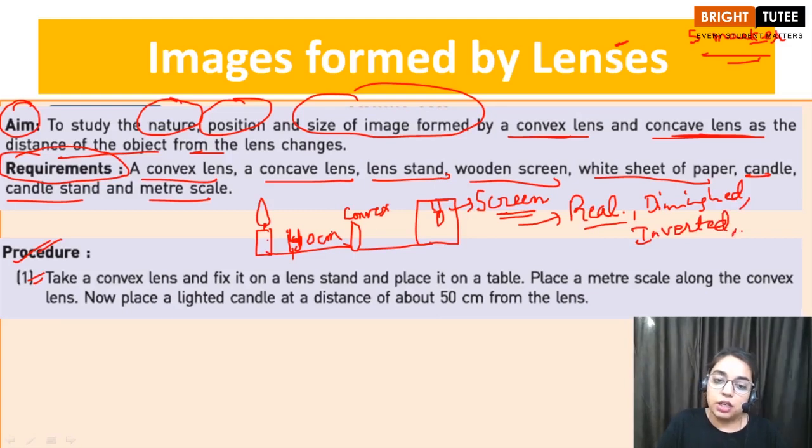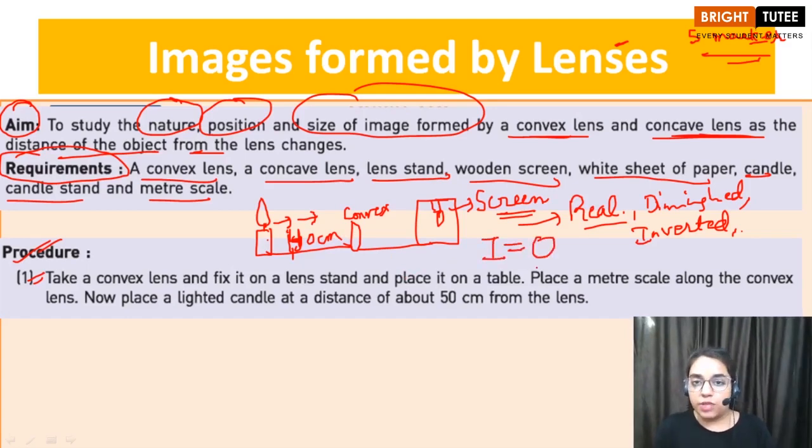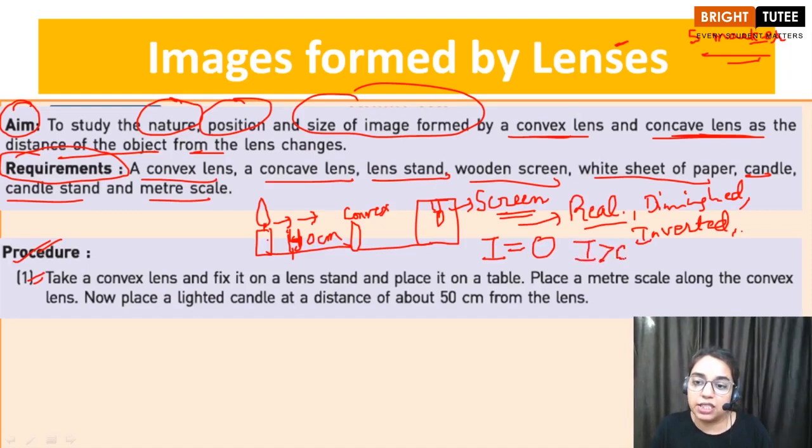Then children, if we keep on moving this candle closer towards the lens, what will happen? The size of the image will keep on increasing and a point will be reached where the size of the image will become equal to the size of the object. And even then, if we start moving this candle even closer towards the lens, what will happen? The size of the image will be greater than the size of the object. Okay. So this was all about the convex lens.